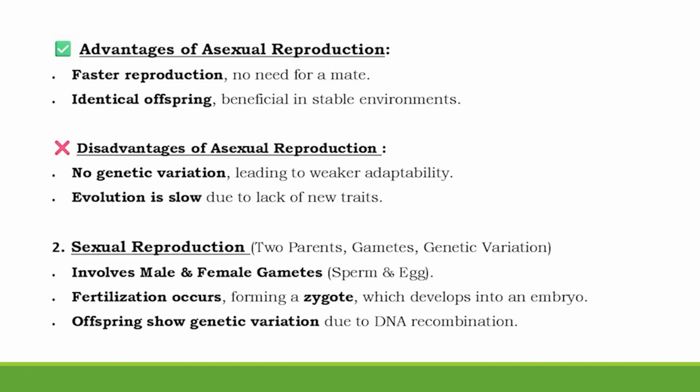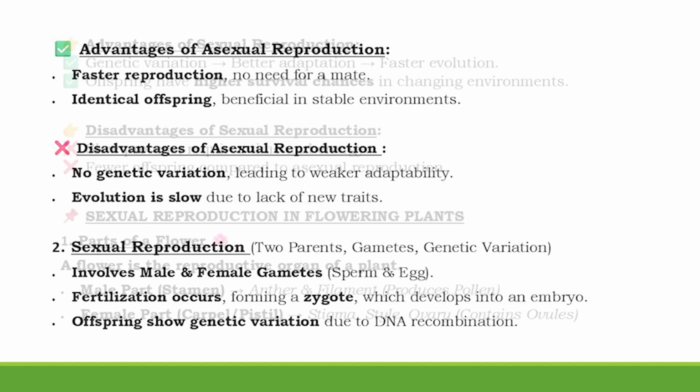2. Sexual reproduction: two parents, gametes, genetic variation. Involves male and female gametes, sperm and egg. Fertilization occurs, forming a zygote, which develops into an embryo. Offspring show genetic variation due to DNA recombination.